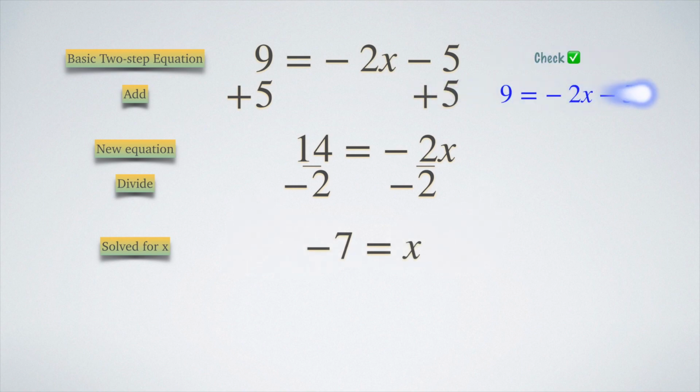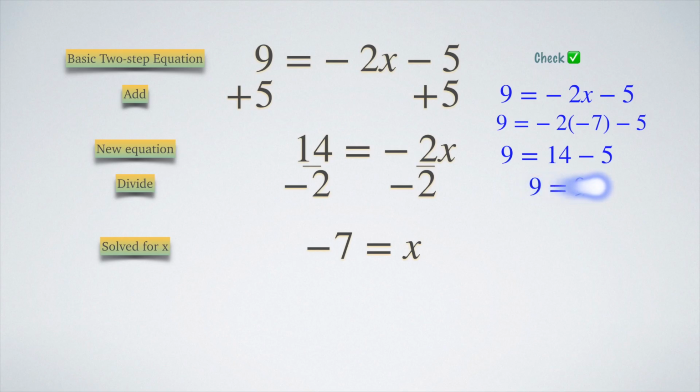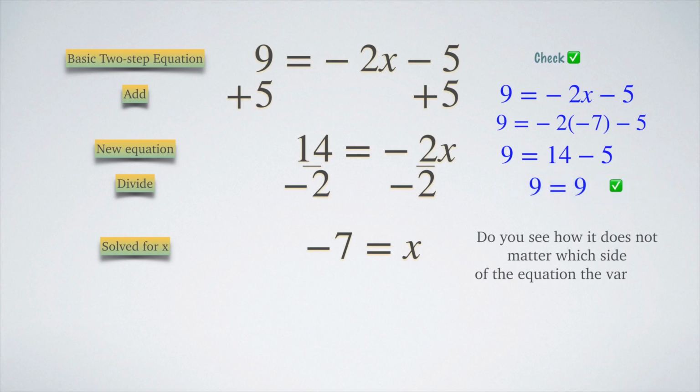We'll run our check, substituting negative 7 in for x. Negative times negative is positive, so 14 minus 5 equals 9. Again, it just doesn't matter which side the variable starts on. The process is exactly the same.